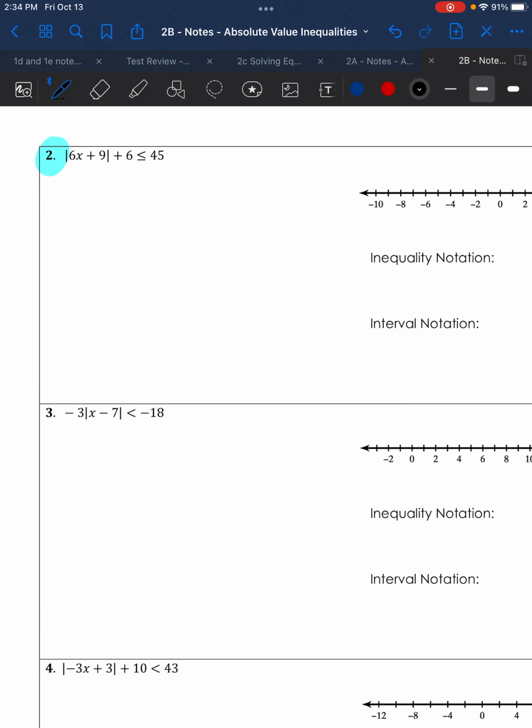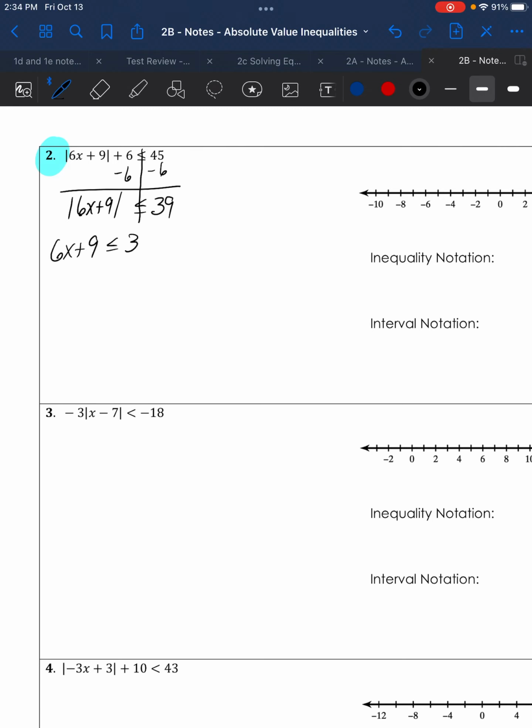Let's look at number 2. Number 2 now, we need to isolate the absolute value first. So we need to subtract 6. And we only subtracted, so we do not multiply or divide by a negative, so that's 39. Now the absolute value is isolated, so let's make this 2 equations.